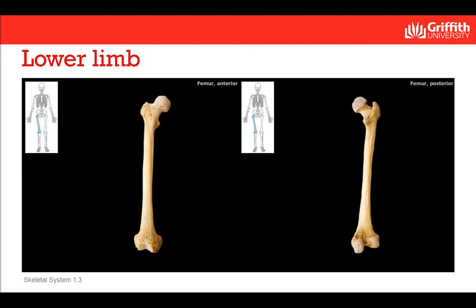Let's try and label some of the features of the femur in the images. Remember, you can pause the presentation if you need extra time. The left image shows the femur in the anterior view, and the right image shows the femur from the posterior aspect.